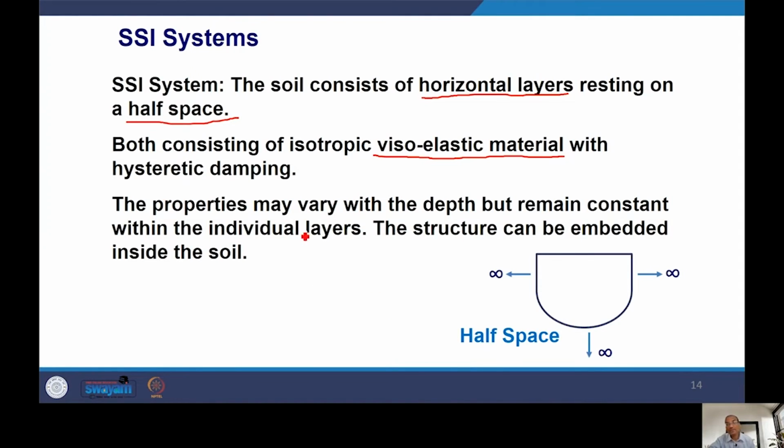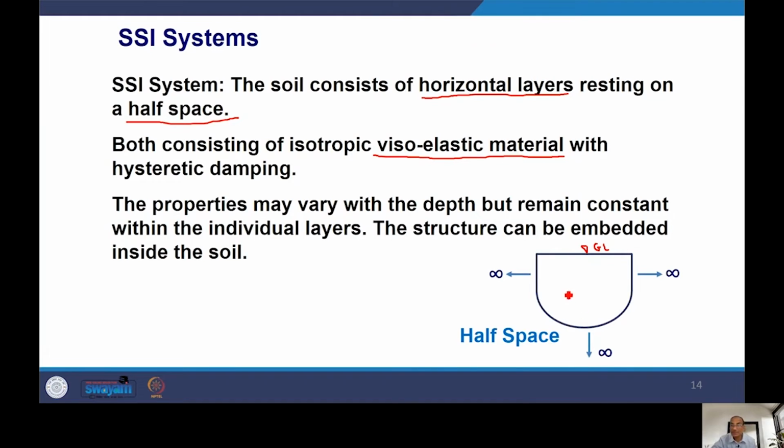The properties may vary with the depth but remain constant within the individual layers, and this structure can be embedded inside the soil. Here, what is half space? Half space is shown here. In the case of half space, this is what we call the ground level, the free surface, which is called GL, ground level. Okay. And this half space is kind of a semicircle. It is a semi-infinite medium.